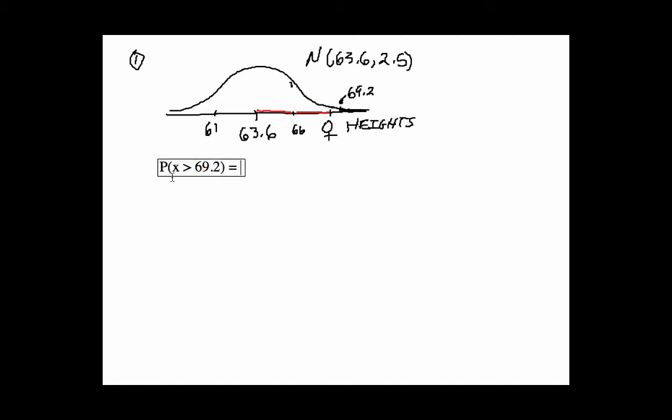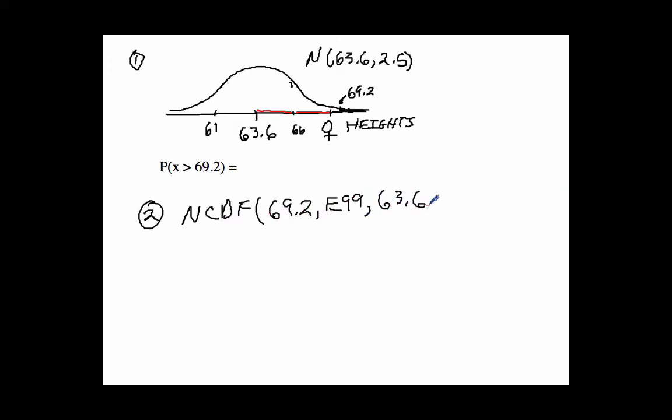Now I can't do that one by guessing this time. There's no way I can just get it by looking at it. I can come up with a rough idea. It's going to be small. I would say less than 1%, but let's go right to part 2 and not have to guess, and let's get the value out of our calculator. On part 2, I know what I'm looking for. This is normalcdf. My left endpoint is 69.2, my right endpoint is E99, my mean is 63.6, and my standard deviation is 2.5. Notice I have to use the mean and standard deviation from the model that I'm working in.